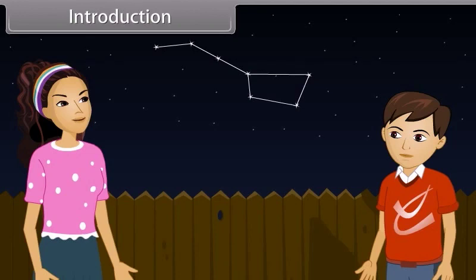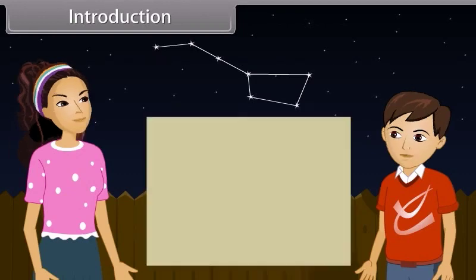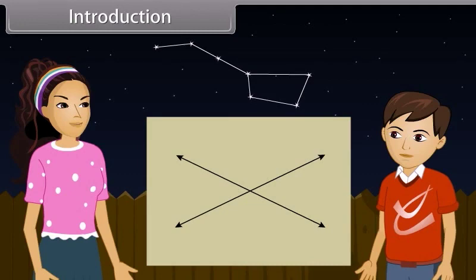See that Big Dipper? Here, all the 7 stars are joined. And Didi, what happens when 2 lines intersect each other? Good question. When 2 lines intersect each other, then angles are formed. Come, I will tell you more about lines and angles and their properties.